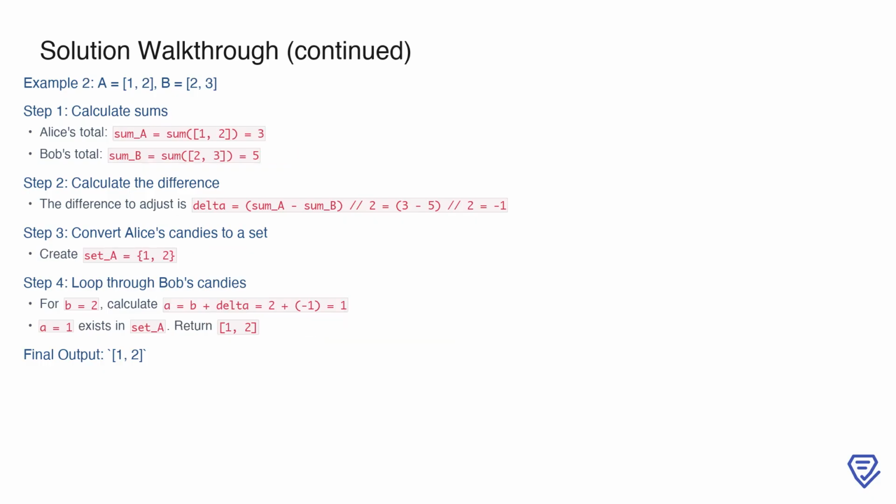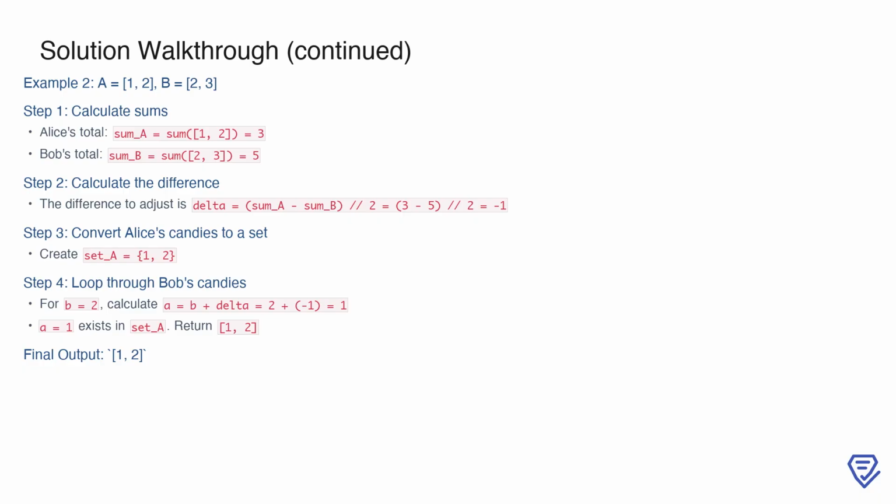In this example, Alice has candies A equals [1, 2], and Bob has candies B equals [2, 3]. Once again, we begin by calculating their total amounts of candy. Alice's total is 3, and Bob's total is 5. The difference to adjust, delta, is calculated as (sum_a - sum_b) divided by 2, which gives -1. After this, we convert Alice's candies into a set for efficient lookup, resulting in set_a equals {1, 2}.